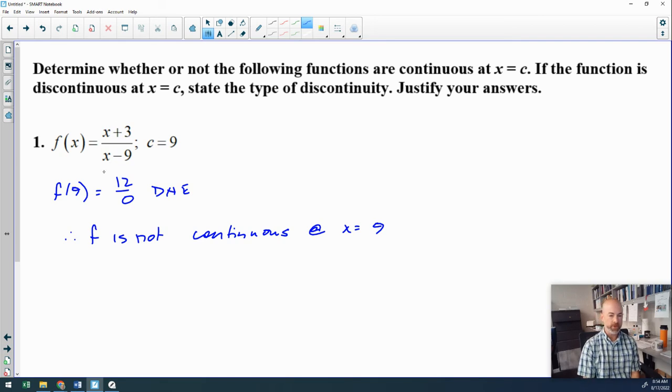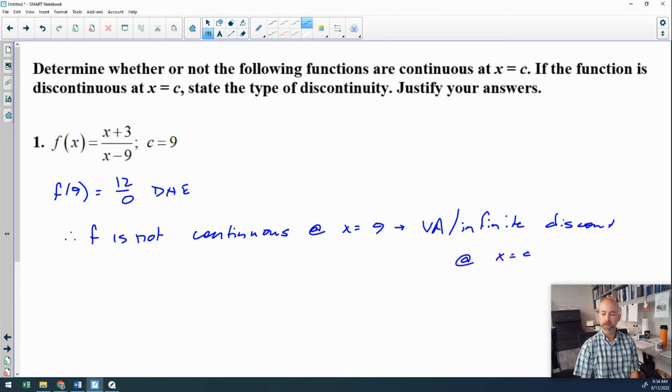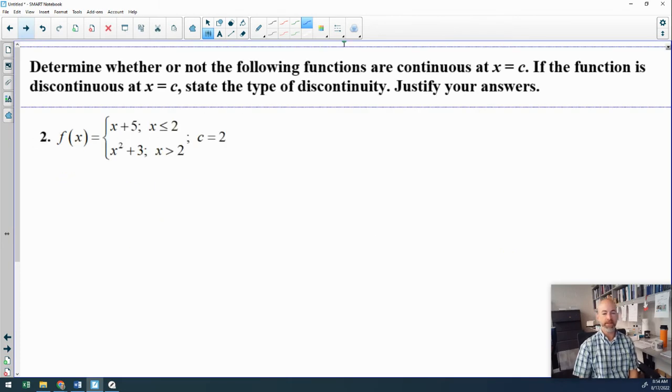In pre-cal and algebra 2, you should have learned that if your denominator is equal to 0 and it does not cancel with something in the numerator, this is a vertical asymptote. So we have a vertical asymptote / infinite discontinuity at x equals 9. And for all the rest of the problems we're going to look at, we will need to look at it from a limit approach.